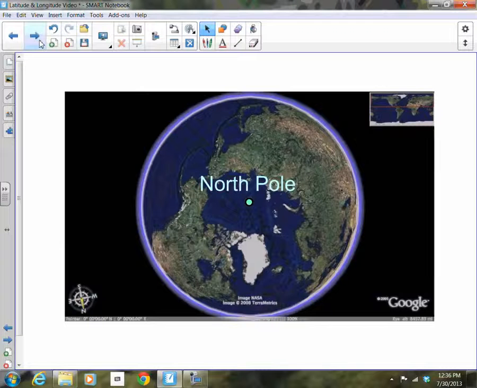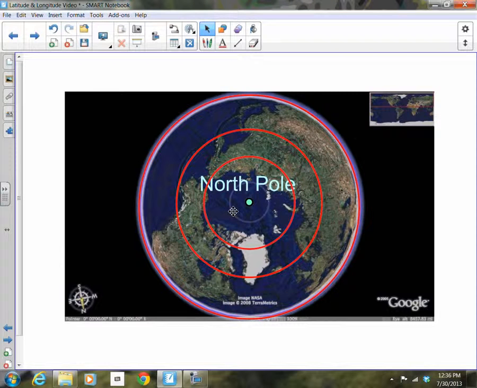Now let's take a look at what lines of latitude look like from this perspective. Along the outer edge of the Earth, there would be one line of latitude, shown in red. That's actually the equator. So we're seeing right now everything north of the equator, the whole northern hemisphere. As we travel upward from the equator, what we'll find is our lines of latitude become smaller and smaller circles and remain parallel to each other.